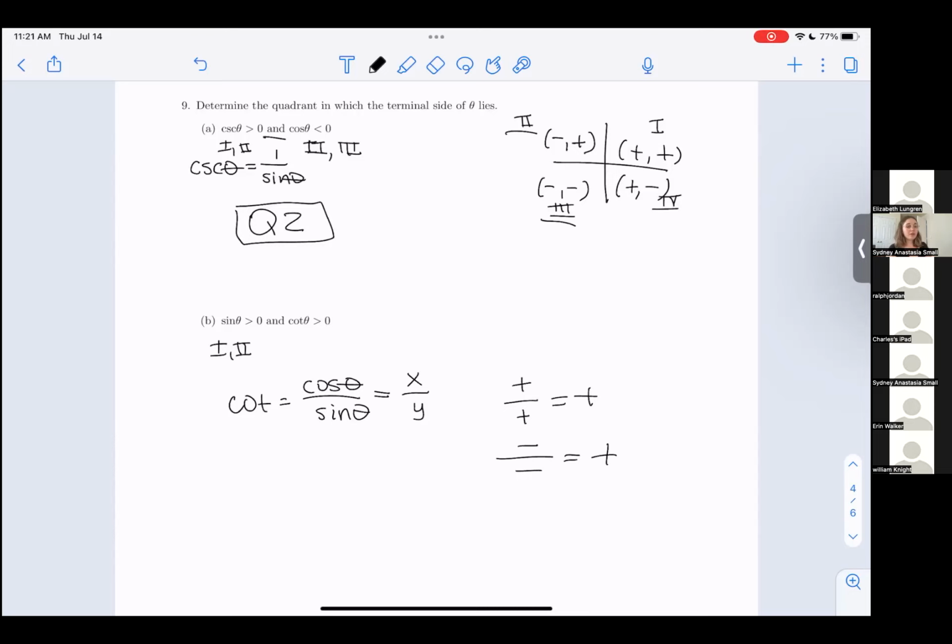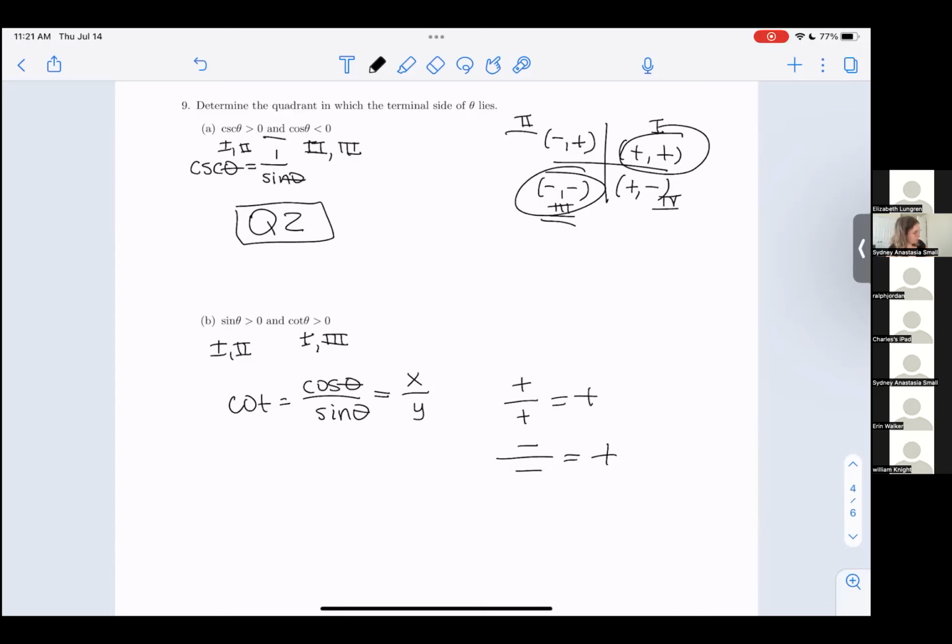So what does that mean? It means we need to look into the quadrants where the sign, meaning the positive or negative sign of the sine and cosine, are the same. That happens in quadrant 1 because both are positive, and in quadrant 3 because both are negative. So the cotangent is positive in quadrants 1 and 3.